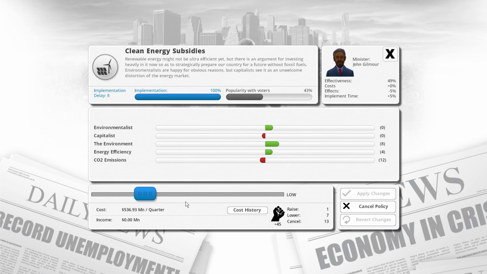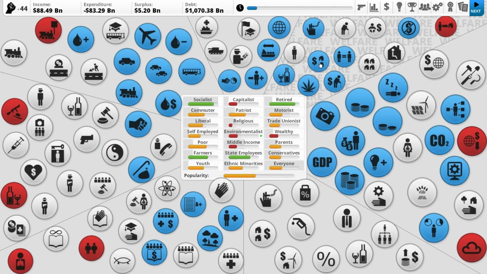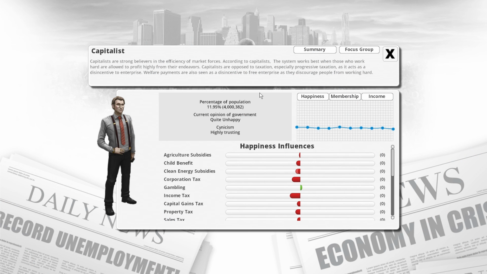I might have to increase some spending here. CO2 emissions, we don't want that. And, well, they can deal with it. Let's go ahead and increase this a bit. I want to lower those CO2 emissions. I'm just going to spread this right up to $1 billion a quarter. There, 1 billion. Might as well go max. 1.01 billion per quarter. It's going to make a lot of people happy. CO2 emissions are going to go down. Capitalists, they are not too pleased.